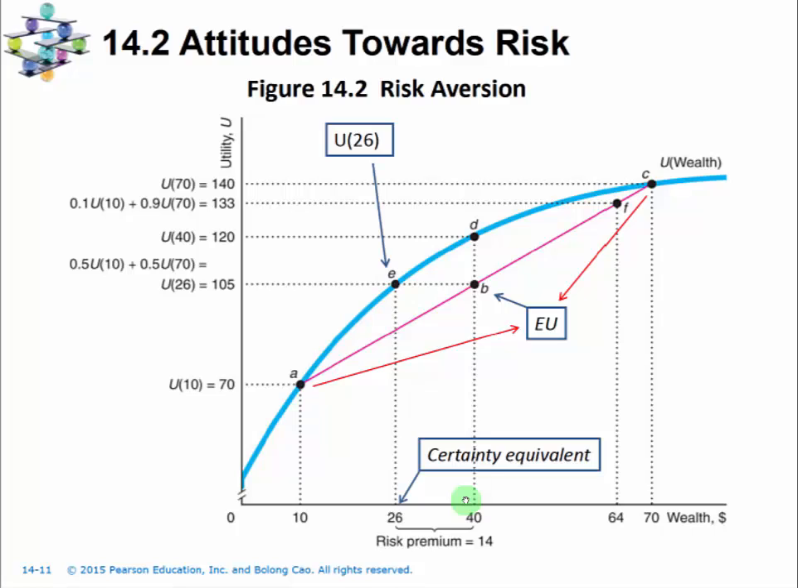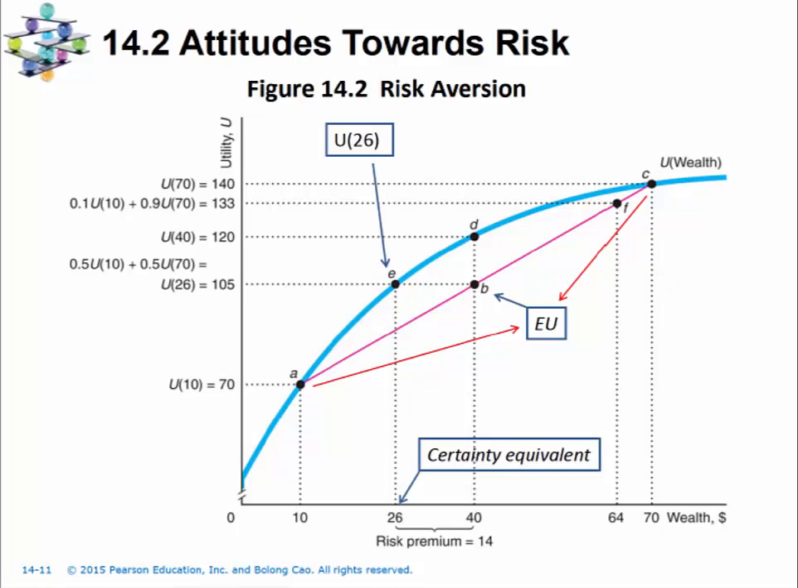We call this difference between the expected value of a risky event and its certainty equivalent the risk premium. To get Irma indifferent between the sure thing of $26 and the risky investment with an expected value of $40, the needed risk premium is $14 in terms of expected value to compensate her for taking this risk.